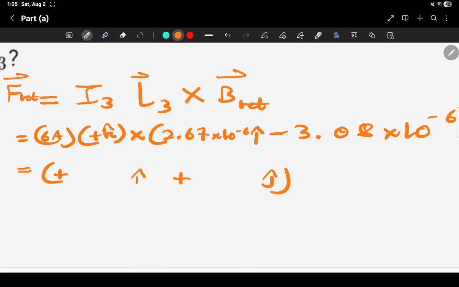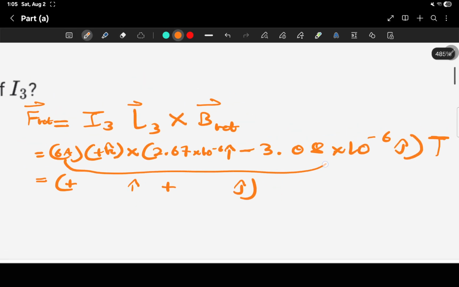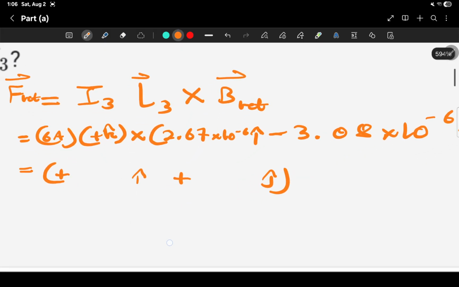Again, don't be too confused by this. It's just a 1. You're just multiplying by 1 here for the positive k. It doesn't really make a difference. So what you're really doing is multiplying 6 amperes with this guy and 6 amperes with this guy. That's it. And then you get your actual final answer.